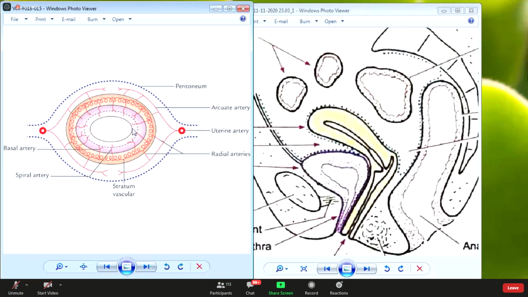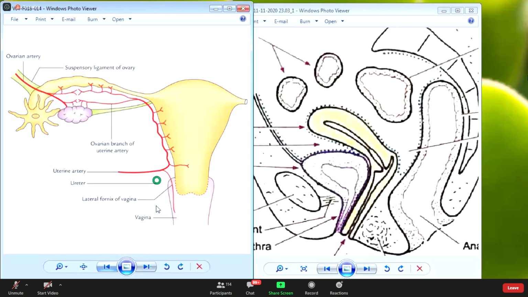Is it clear? So if the mode of arterial supply is asked, you must complete up to this. But if the arterial supply is asked, usually that is not asked, but that is also very important, because the relationship of the uterine artery with the ureter is very important to know.